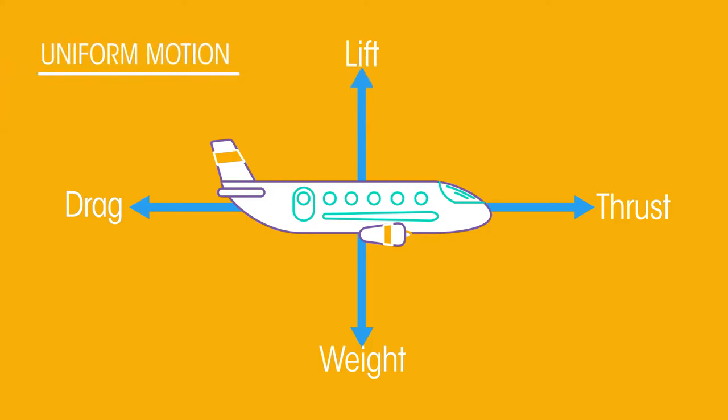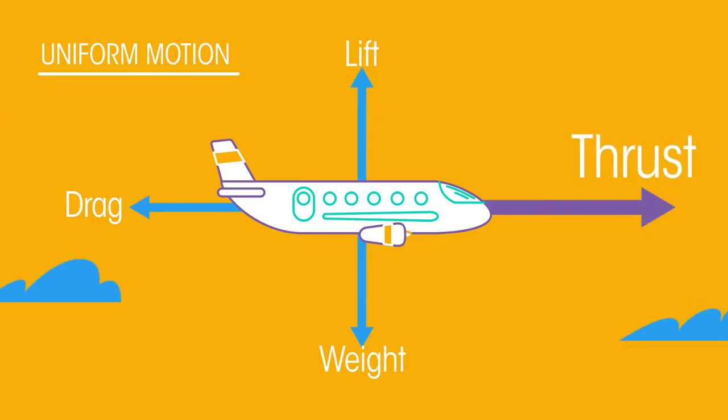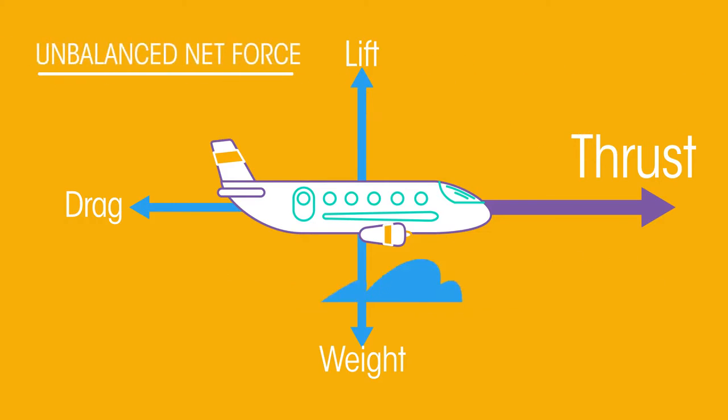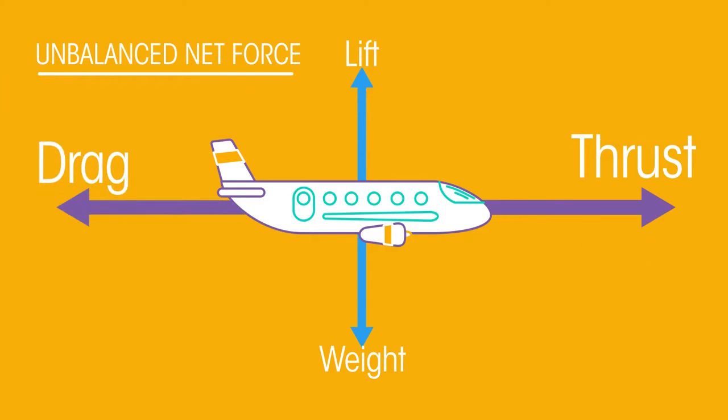If the plane wants to move faster and increase its velocity, then the thrust force pushing the plane forward needs to increase. It becomes larger than the force of air resistance and creates an unbalanced net force. The plane now accelerates, no longer moving with uniform motion. Drag increases with velocity, so very soon the plane will have balanced but larger forces again, and its velocity remains constant but higher than before.